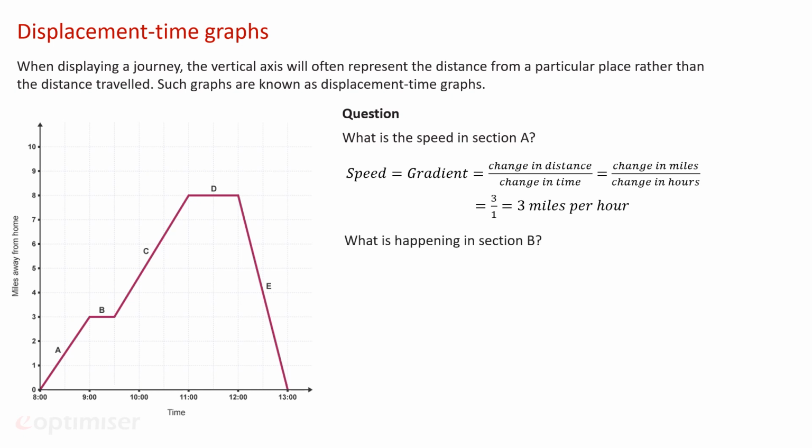In B you are resting, because the line is parallel to the x-axis. You are not going away. You stay at the same distance, the time is going, but you are not moving away. That means you are resting. You stop for 30 minutes. Then from 9:30 you are traveling again, up to 8 miles. Then you are resting.